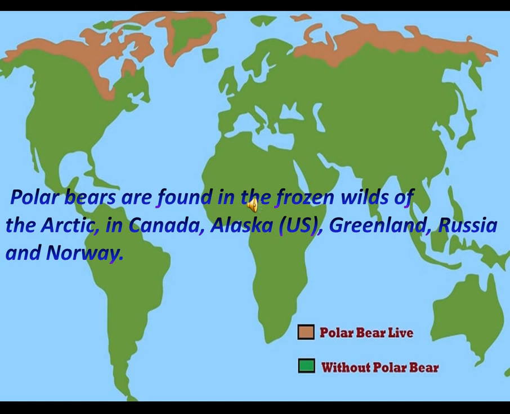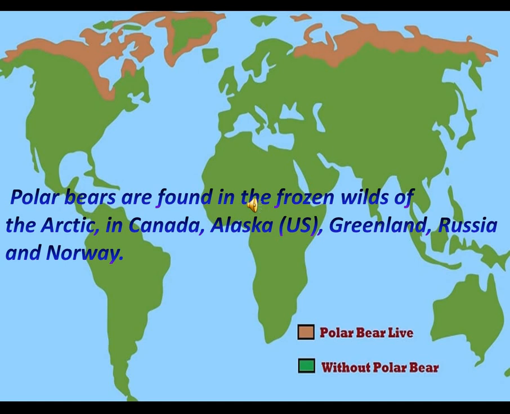So the Arctic region is a region in the North Pole. If you have studied about your planet, you must be knowing that it has a North Pole and a South Pole, and the Arctic region refers to the North Pole. And in this region there are some countries like Canada, Alaska, Greenland, Russia, and Norway. Yes, so these are basically the countries where you will find a polar bear.